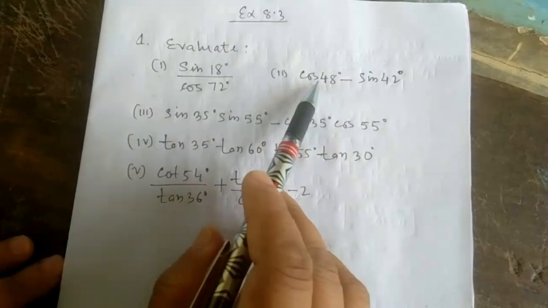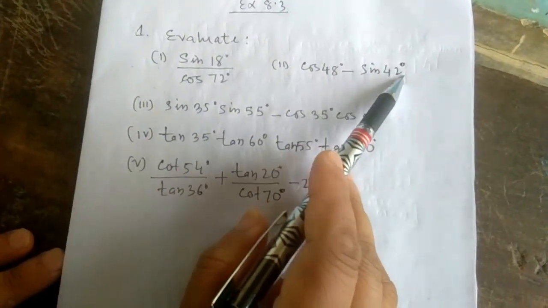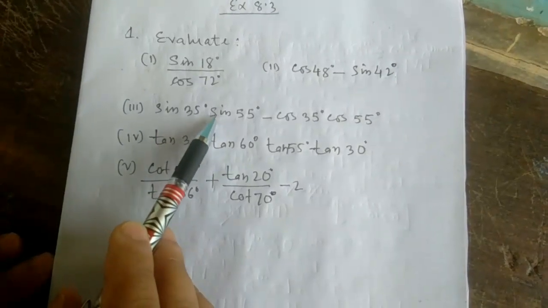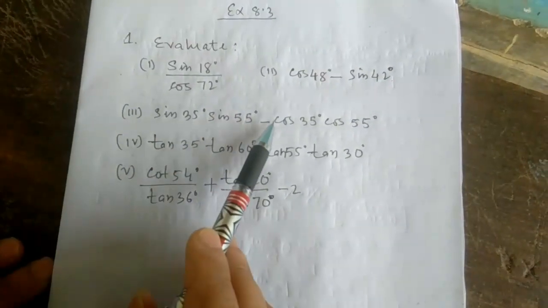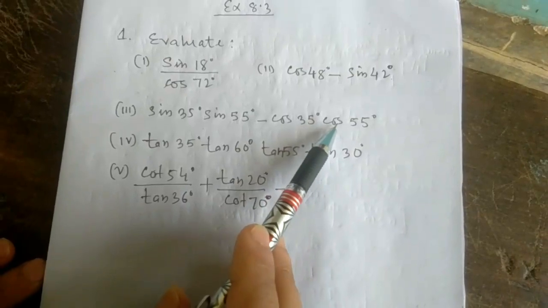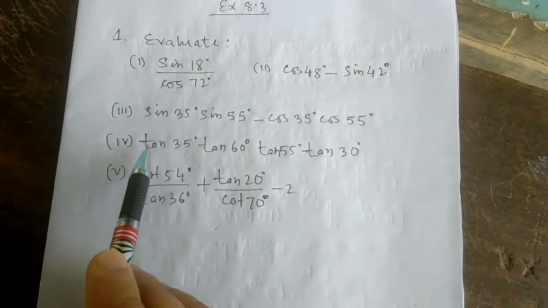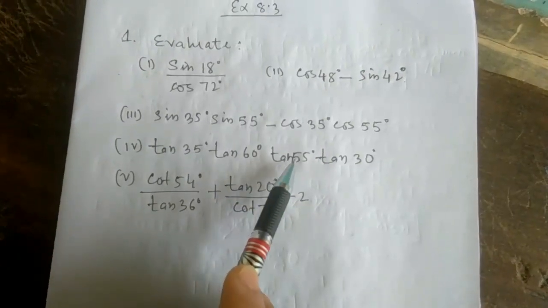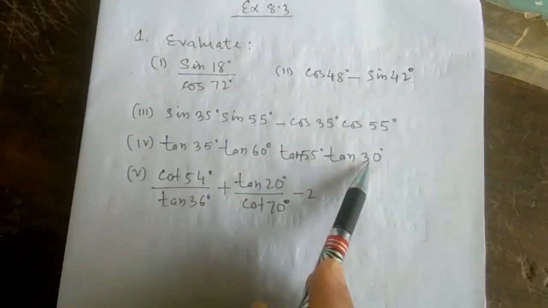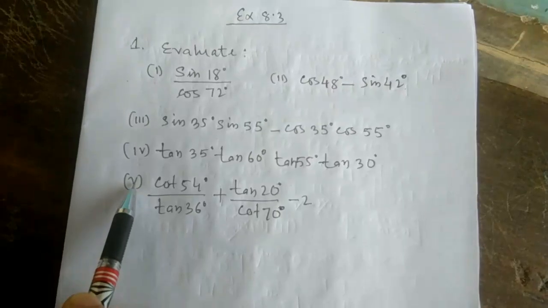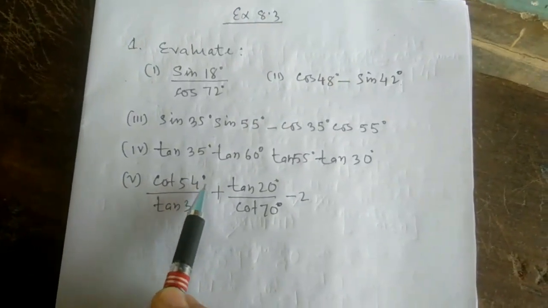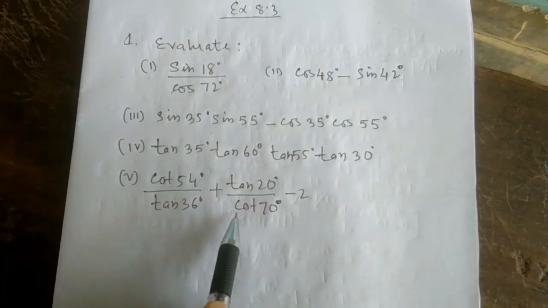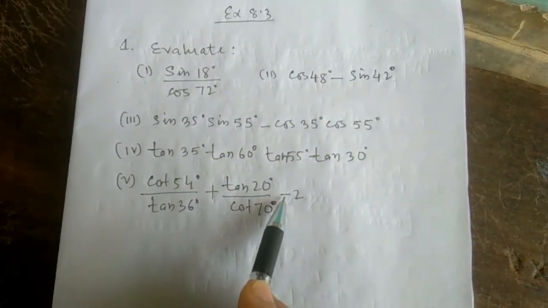Number 2, cos 48 degree minus sine 42 degree. Number 3, sine 35 degree into sine 55 degree minus cos 35 degree into cos 55 degree. Number 4, tan 35 degree into tan 60 degree into tan 55 degree into tan 30 degree. Number 5, cot 54 degree by tan 36 degree plus tan 20 degree by cot 70 degree minus 2.